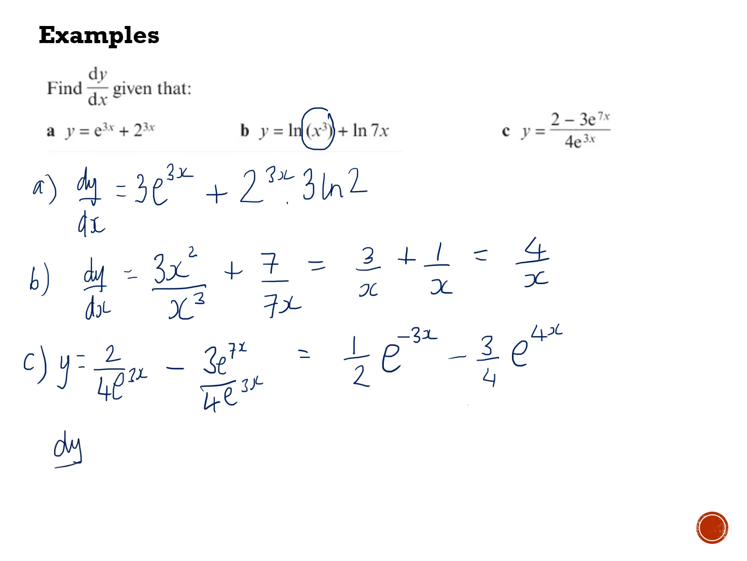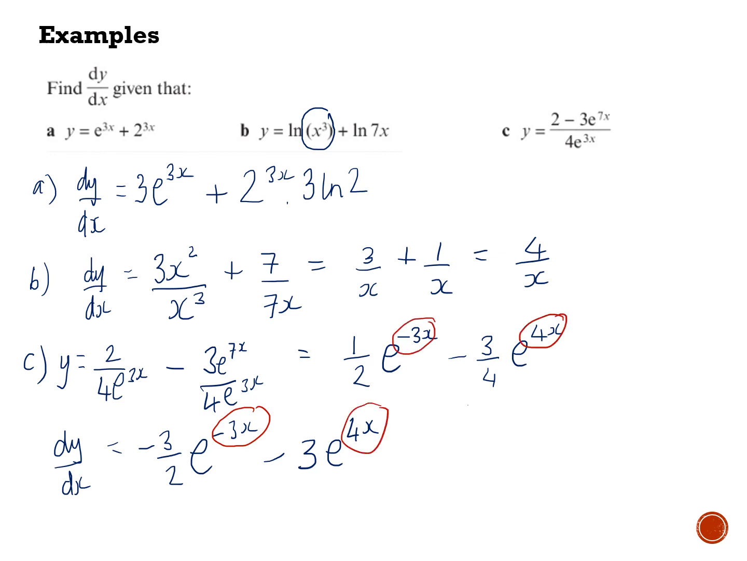Now I'm into differentiation. E's are really easy to differentiate. The e to the minus 3x stays the same, but I times by minus 3, remember? So I get minus 3 over 2 e to the minus 3x. Again, the e to the 4x stays the same, but I times by 4, so I get minus 3 e to the 4x. Do not change, remember, do not change these. They stay the same. And that's our final answer. Okay, all done.